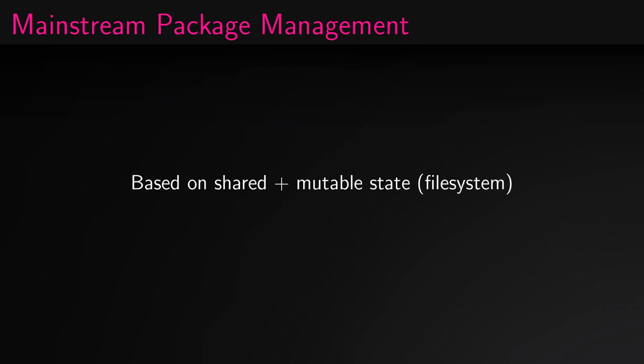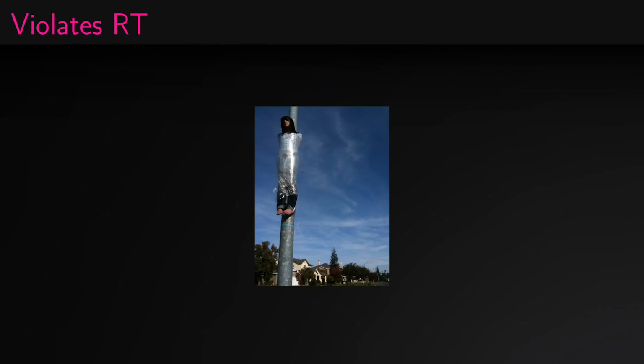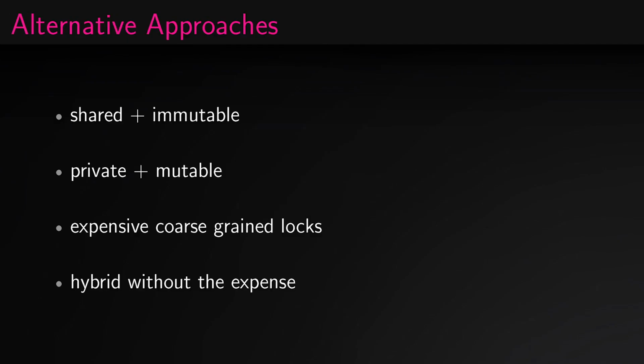Mainstream package management is really based on shared and mutable state on the file system. And who here programs concurrent systems, distributed systems? Who here thinks that's a great idea? Okay, we're in agreement. So, this violates referential transparency, and this is how I feel whenever I have to use these mainstream package management tools. So what are the alternative approaches that don't necessarily violate referential transparency?